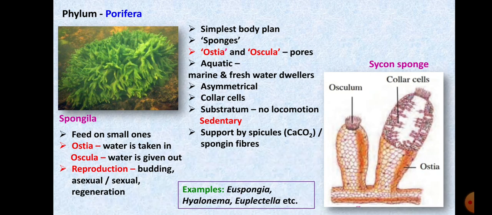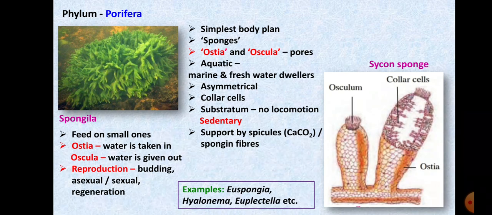Okay, so examples of Porifera are Euspongia, Hyalonema, Euplectella, etc. Also, on the screen you have two. For better understanding, I would recommend you all to practice the diagram of these organisms and label them well, so it will help you to study.